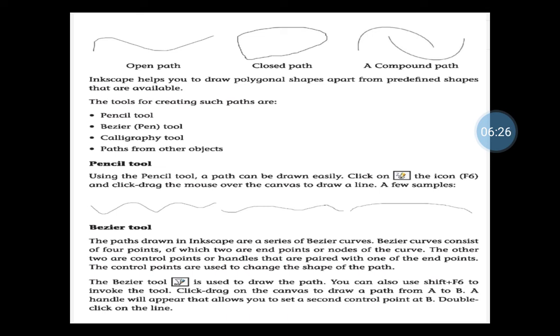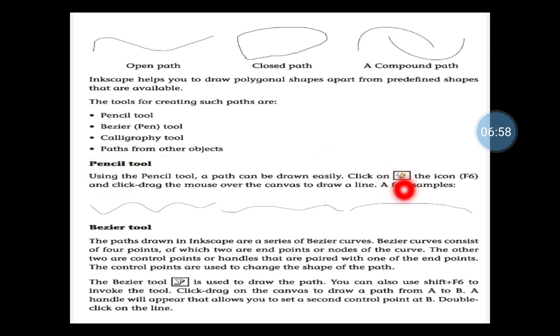Okay, first we will see the pencil tool. Using the pencil tool, a path can be drawn easily. Click on this icon or press F2, F6, and click and drag the mouse over the canvas to draw a line. These are some examples. The pencil tool is used to draw this type of path. If you want to create one, you have to use this pencil tool.